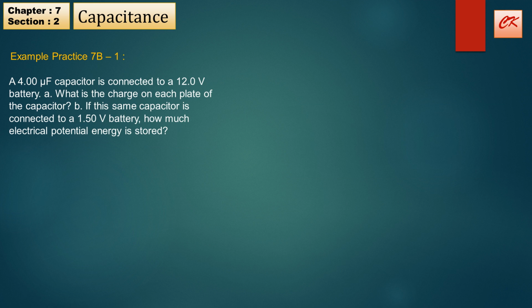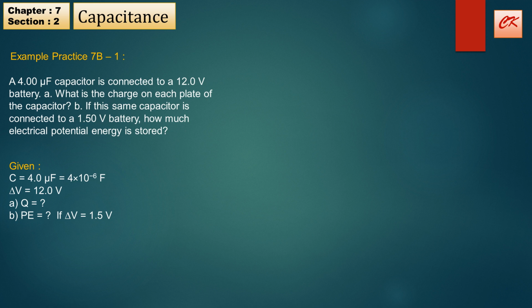Here it says a 4 microfarad capacitor is connected to a 12 volt battery. What is the charge on each plate of the capacitor? And B, if the same capacitor is connected to a 1.5 volt battery, how much electric potential energy is stored? Let's see, given. Capacitance is given, 4 microfarad. We have to always convert them to the international system of units, the SI system.